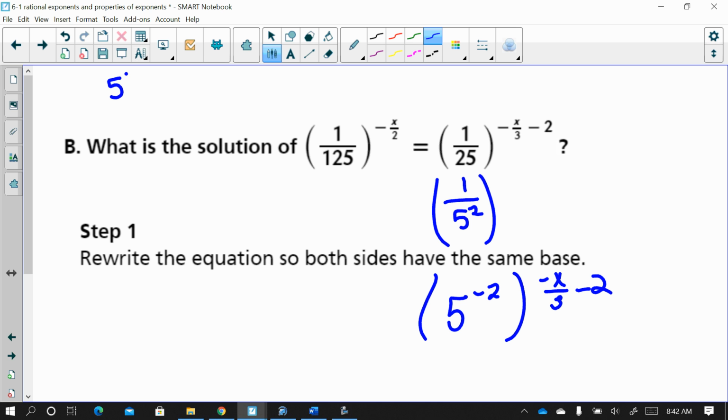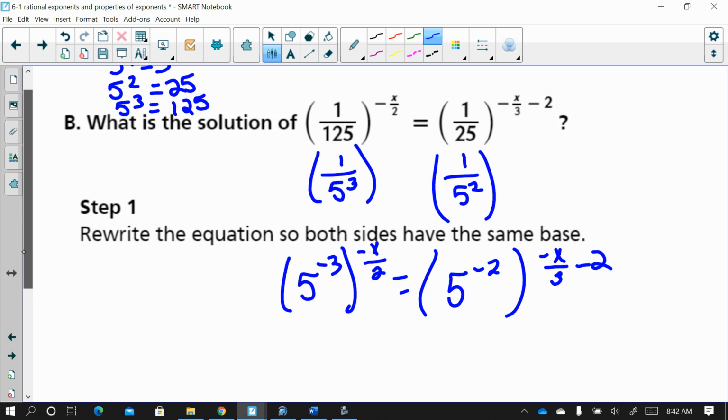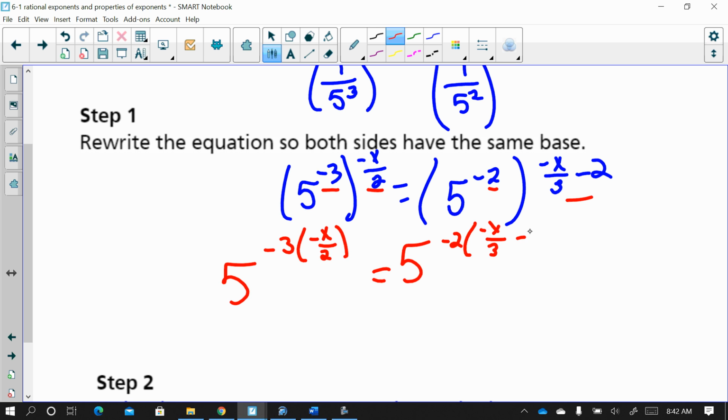Okay, well, 5 to the first is 5, 5 squared is 25, and 5 cubed is 125. So this is really 1 over 5 cubed. Again, I don't like fractions, so how am I going to move that to the top? Again, I'm still using negative exponents. So that's going to become 5 to the negative 3. Oh, wait a minute, things are the same. I see a power to a power on both sides. So I know this is going to be 5 to the negative 3 times negative x over 2 equals 5 to the negative 2 times negative x over 3 minus 2.